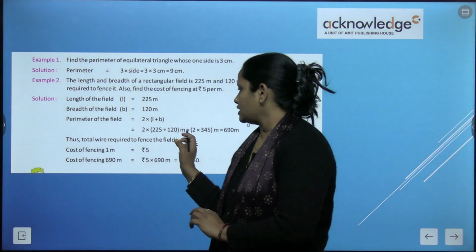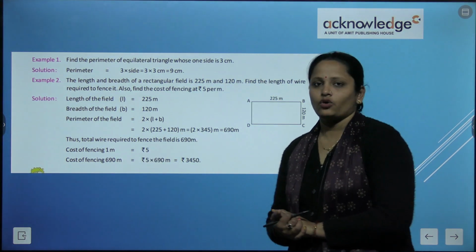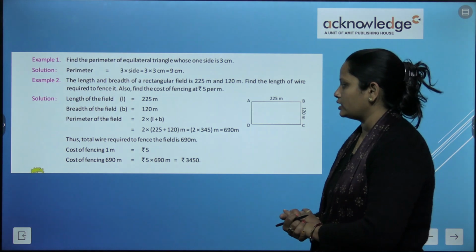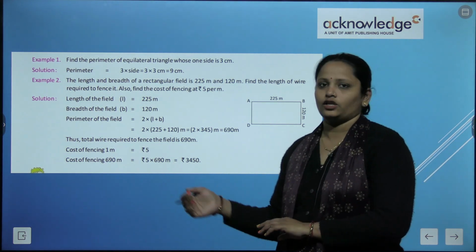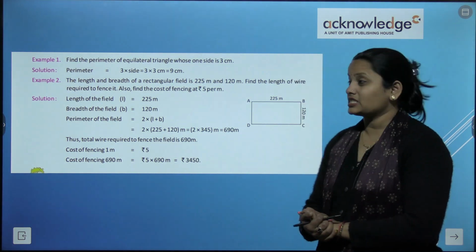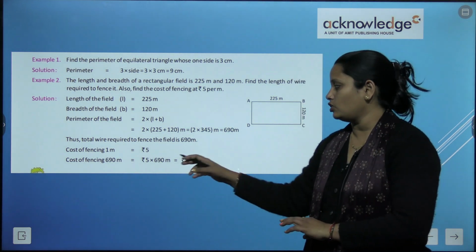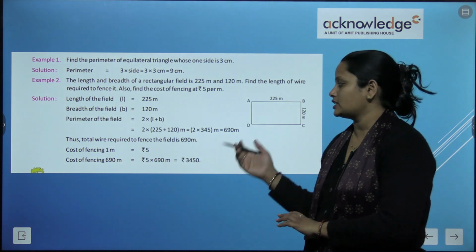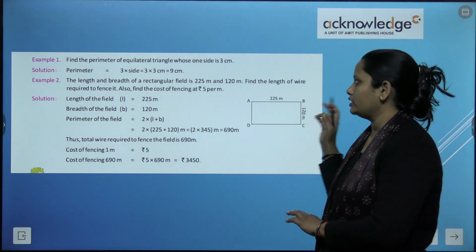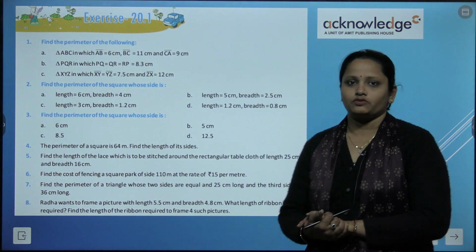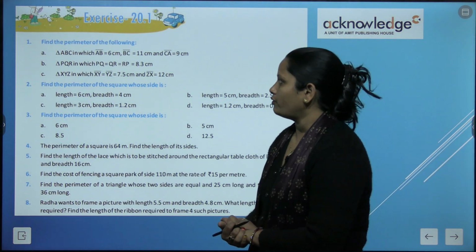Now 690 meter, so this is the perimeter of this whole field. Now the cost of fencing is given: if we buy 1 meter of wire, it costs 5 rupees. So if we purchase 690 meters, we have to multiply this 690 by 5. So we will get 3450, and this much rupees we have to pay for fencing.